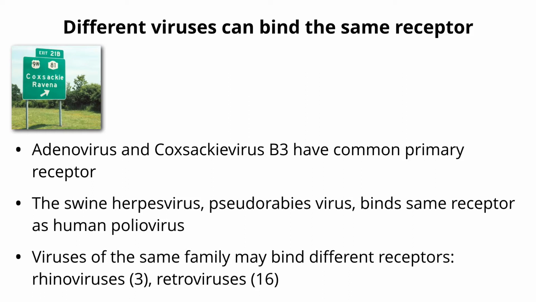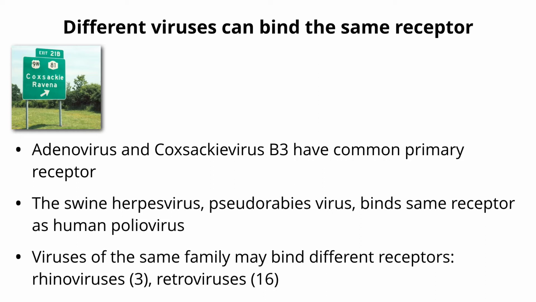Swine herpes virus, called pseudorabies virus, binds the same receptor as poliovirus. Again, two different viruses binding the same receptor. Also, viruses of the same family could bind different receptors. So rhinoviruses are all within a genus of the same virus family. There are 3 different rhinovirus receptors. Retroviruses, which are all in the same family, can bind to 16 different receptors.